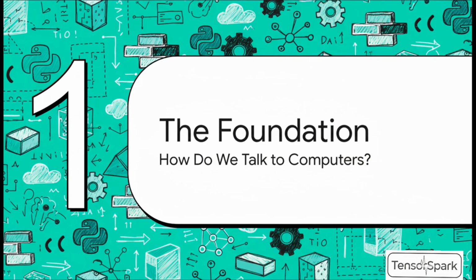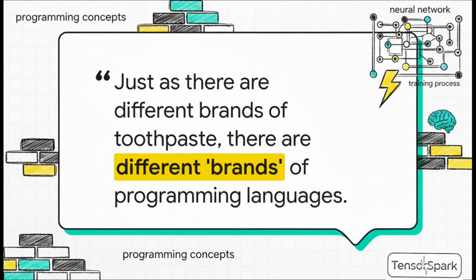Okay, section 1, the foundation. Before we can build anything, we have to be able to talk to our construction crew. In this case, the computer. And that means we need a language that both we and the computer can understand. You know, it's kind of like toothpaste. You've got Colgate, you've got Crest. They all clean your teeth, right? But they have slightly different flavors, different features, and maybe you prefer one over the other. Programming languages are exactly the same. They all let you give instructions to a computer, they just have different styles and strengths.